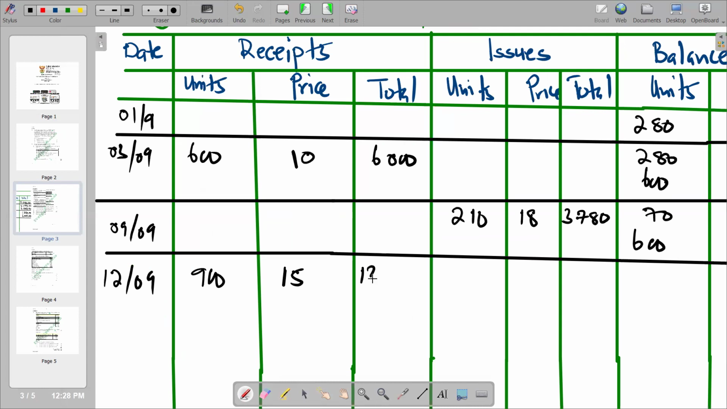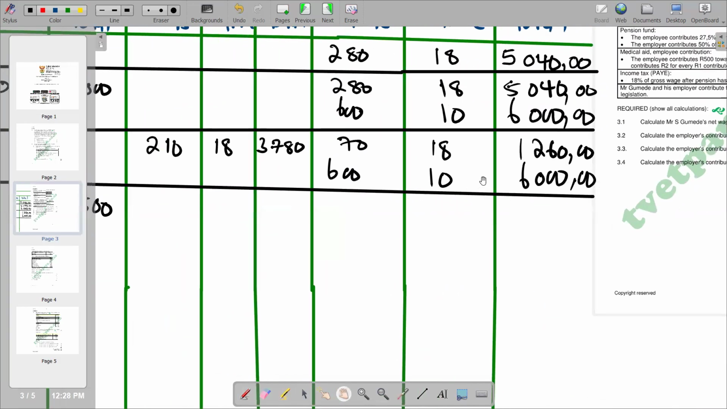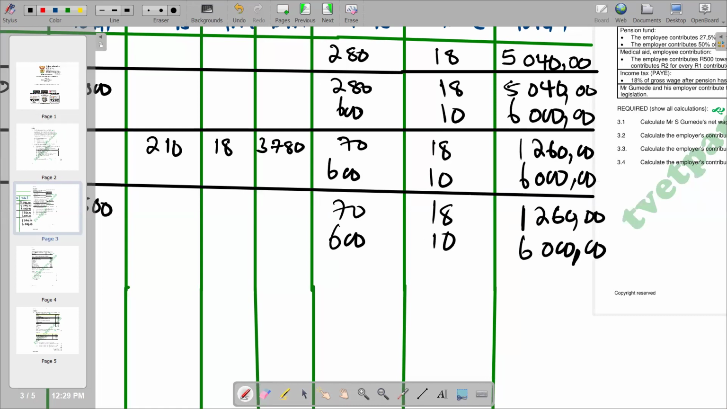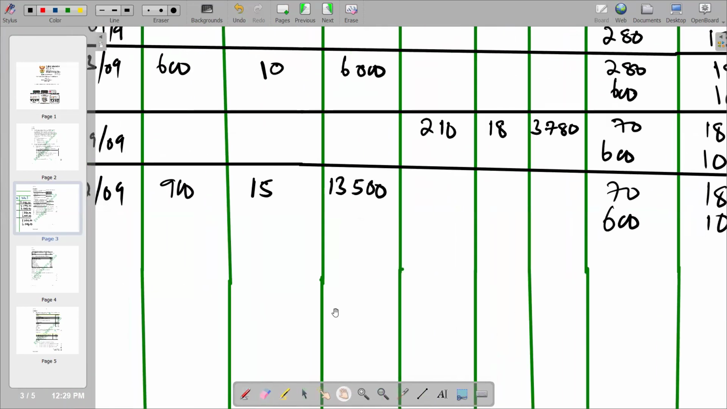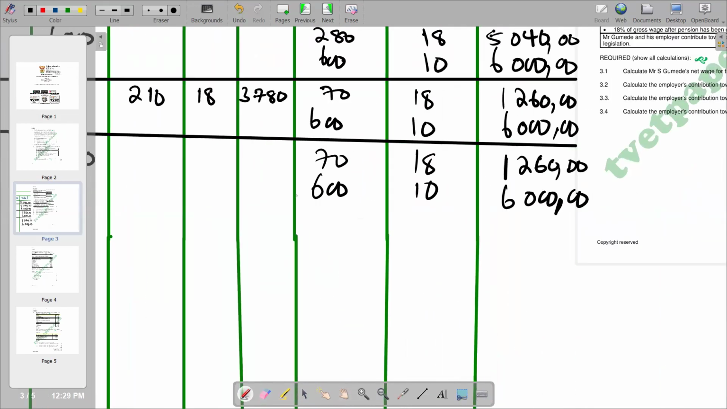So basically, this is what we have: 13,500. The receipts are going to be the additions on the balance. So on the balance, we are going to repeat what we have plus what we have received. So we had 70 at 18, giving us 1,260. We have also 600 at 10, giving us 6,000. Then from there, we have additional 900 at 15, giving us 13,500. Then, of course, we have to close.